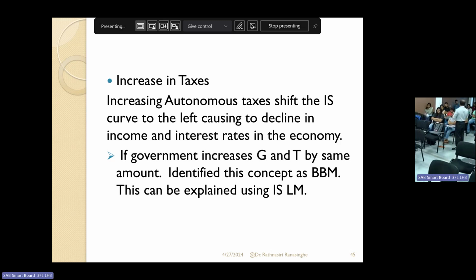You had explained this sometime in June. So that is the balanced budget multiplier. Can you remember? Balanced budget multiplier. So now that is our government expenditure multiplier, delta Y over delta G, and the tax multiplier.